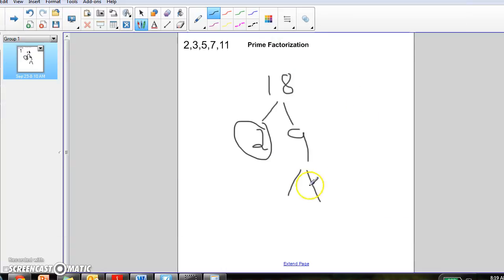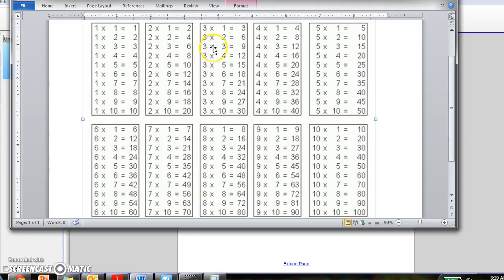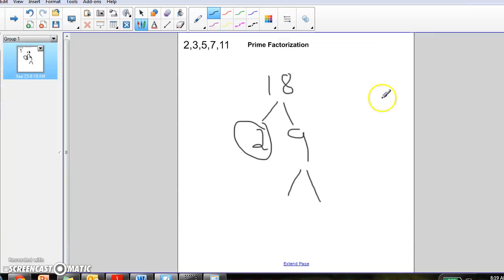Therefore, I'm going to write, oh, I already forgot what it was. 3 times 3 is 9. All right, cool. I'm going to look. Are those 3's prime numbers? I have 2, 3, 5. Oop, 3 is a prime number. So I have my prime there.